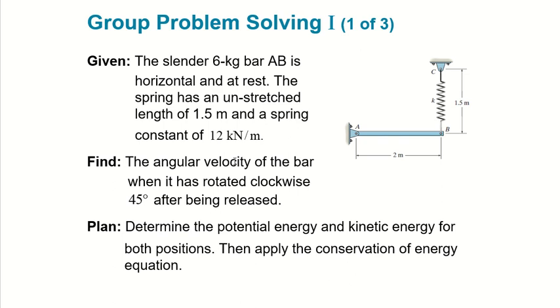All right, the next one is you have a cylinder, a 6 kilogram bar AB, horizontal at rest. Your spring is here and stretched, and your length is 1.5 meter, and the spring constant is 12 newton per meter, and we want to get the angular velocity of the bar when it has rotated clockwise 45 degrees after being released. And we have to determine the potential energy and kinetic energy for both positions.